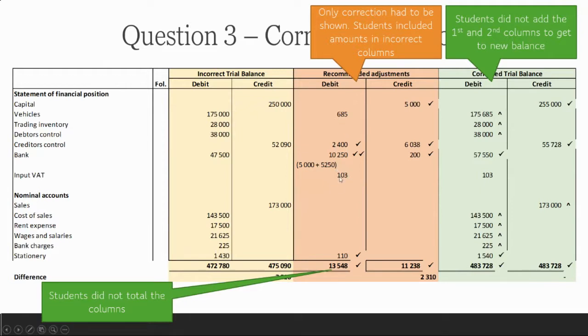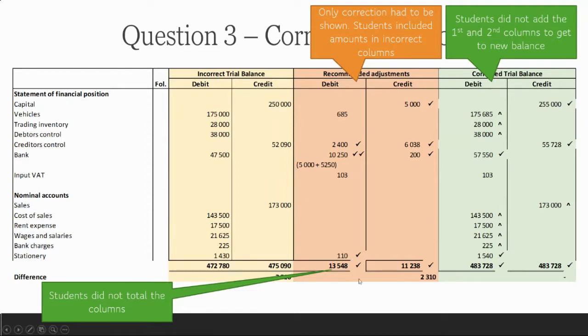Now because that was an error, there were no marks allocated to that, but we marked it. If you put 5250 there, we would have given you the mark there as well. And then the 110 here to the stationery column, which was under cost. You had to take it here.